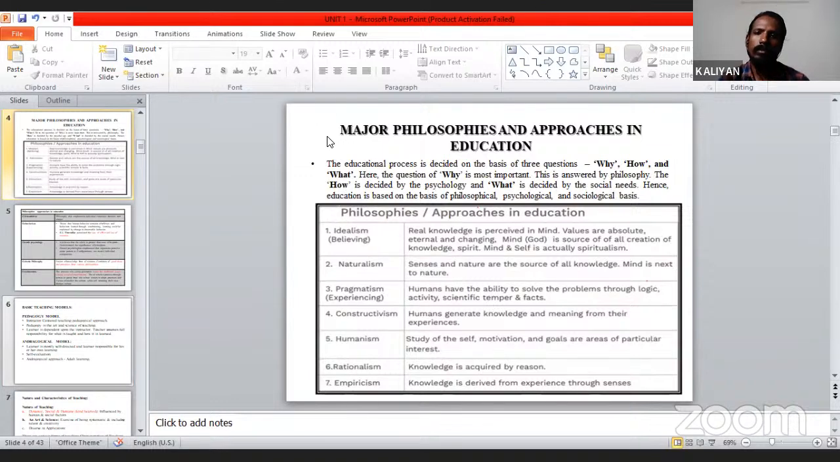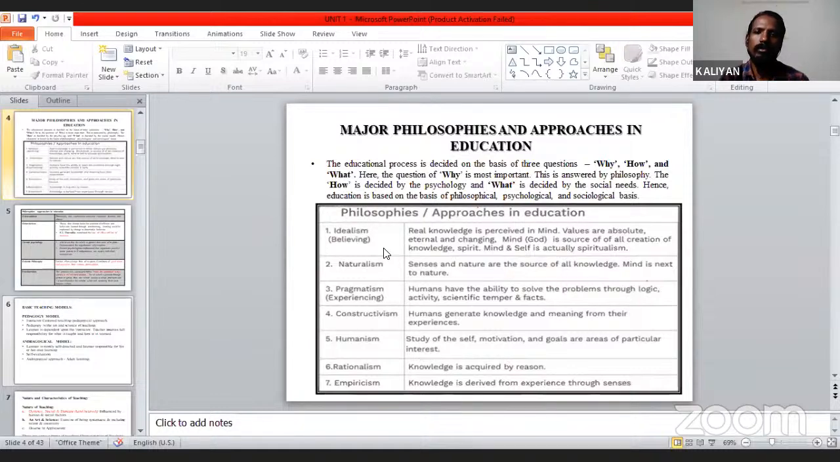So these are the philosophies or approaches used in education, like idealism. Idealism means mind and self. Real knowledge is perceived in the mind. Values are absolute, eternal, and unchanging. So God is the source of all the knowledge.